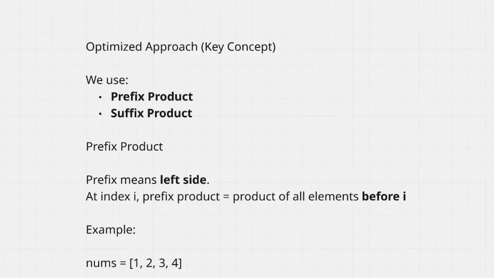So let's see what the prefix product is first. Prefix product means left side. So at index i, prefix product equals the product of all elements before i. So if our element is 2, we will multiply everything before it, which is the left hand side. So we will multiply all the elements. So let's see the example.